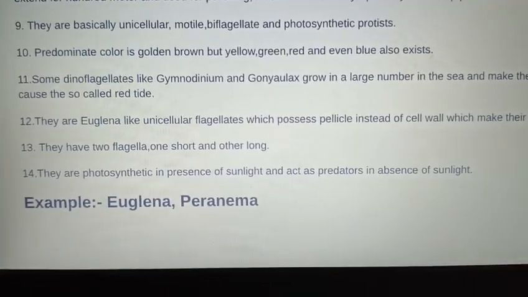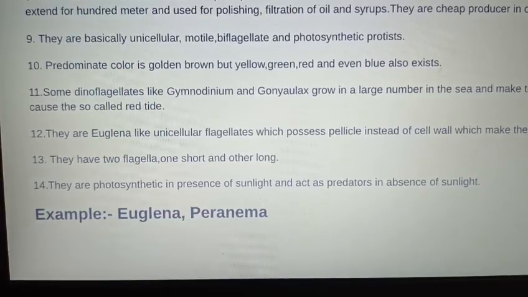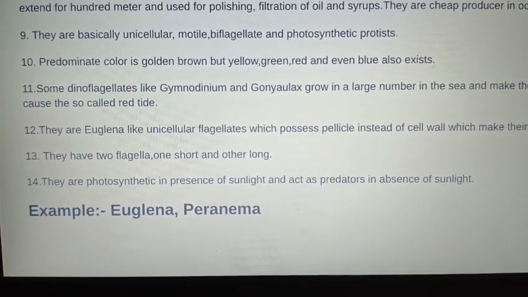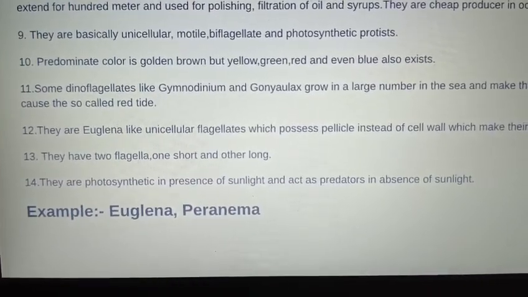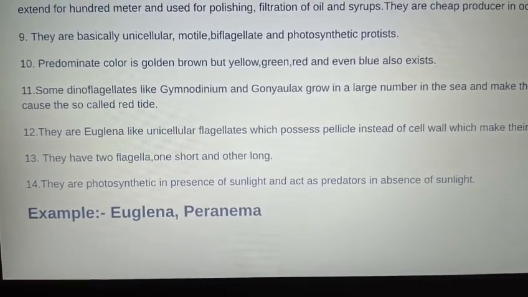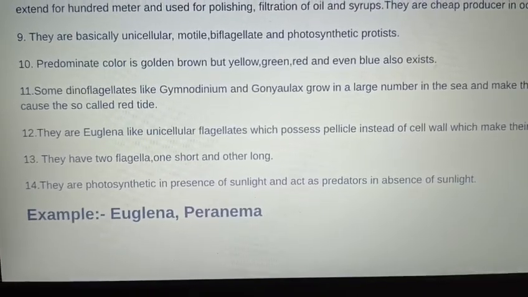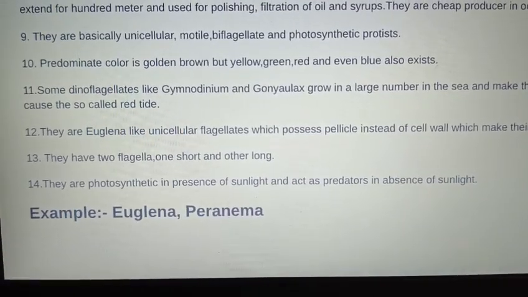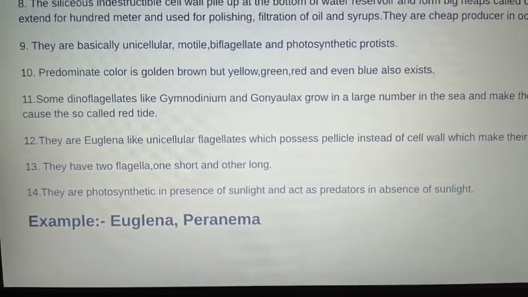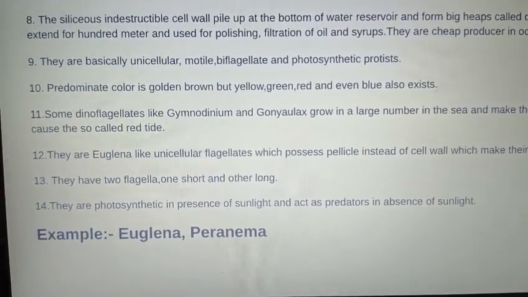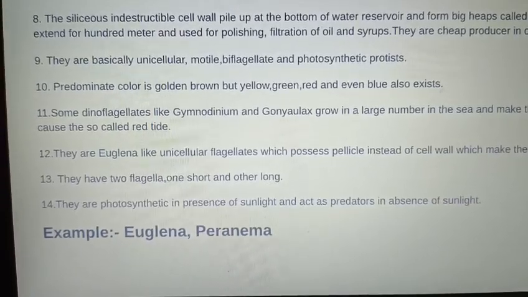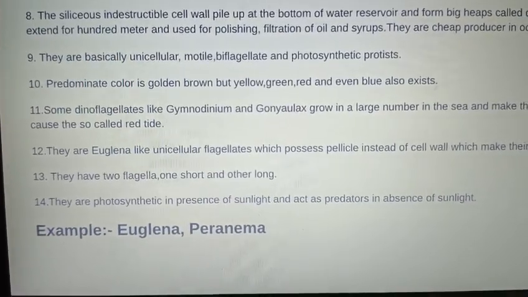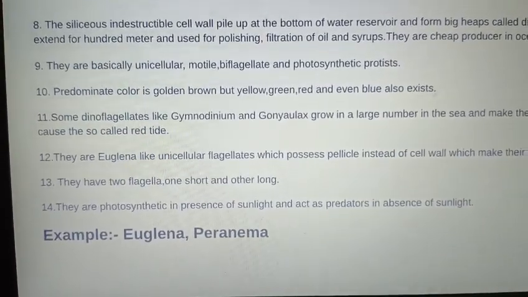Okay. Next point, 14th. They are photosynthetic in presence of sunlight and act as predators in absence of sunlight. In presence of sunlight, they make their food with the help of photosynthesis. But when there is absence of sunlight, they behave as predators. Understood? There are 2 examples, Euglena and Peranema. Euglena and Peranema are 2 examples of Protista.